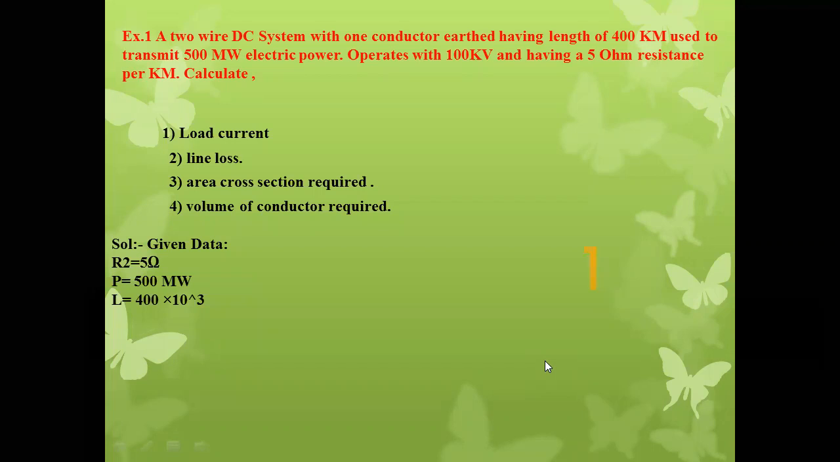A1 is equal to 2P square rho L divided by W into Vm square. Yes or no? Yes, sir. So calculate the area cross section. 2 into P square. P means what? 500 megawatt. Okay. Rho means what?